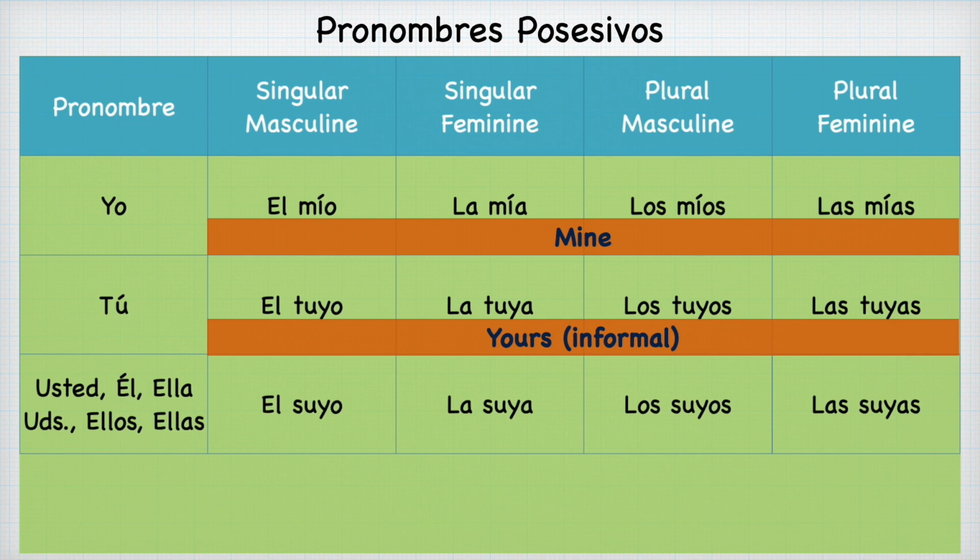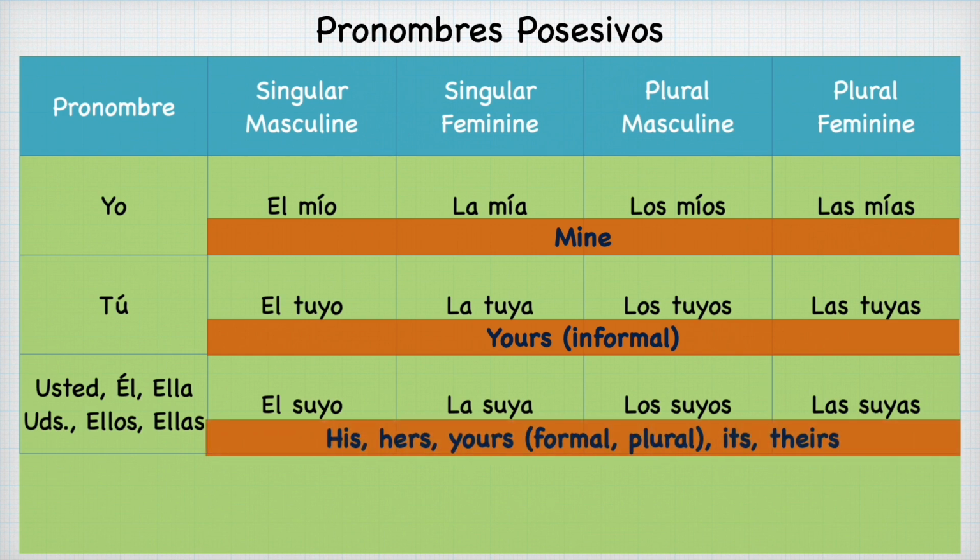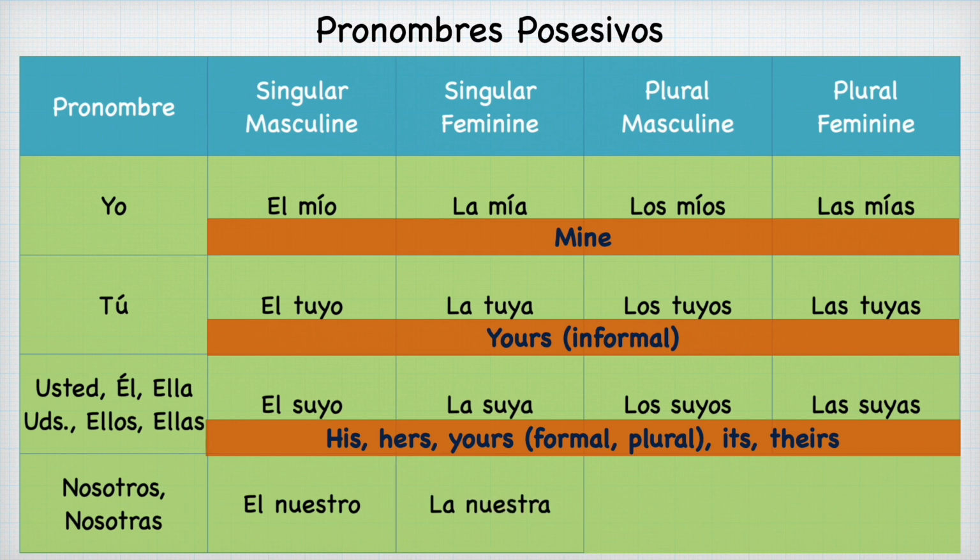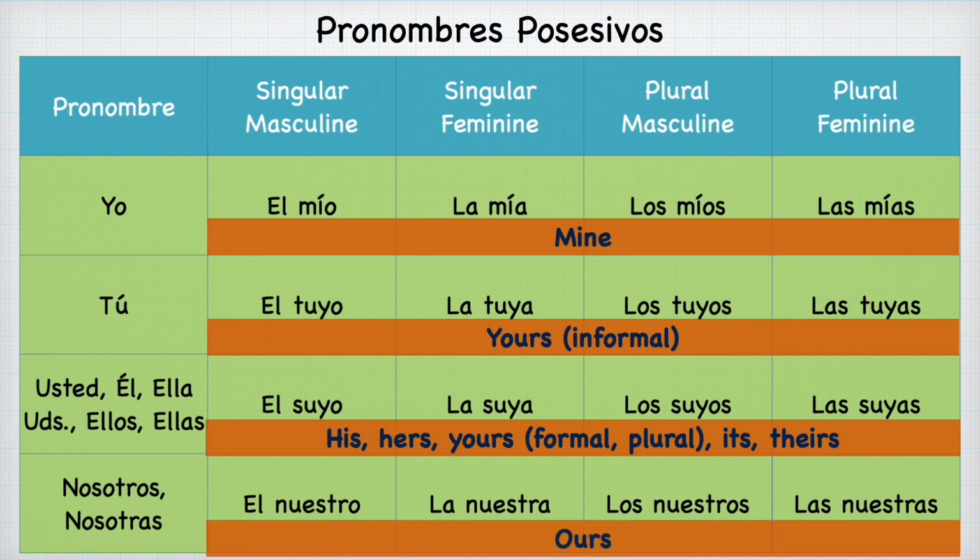And las suyas, las suyas. These words mean his, hers, yours, formal and plural, its and theirs. For nosotros, nosotras, we can use el nuestro for singular masculine, la nuestra for singular feminine, los nuestros for plural masculine, and las nuestras for plural feminine. And these words mean ours.